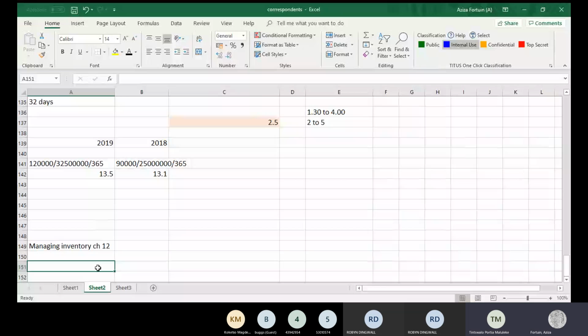Can I just ask that you all mute? I'm just going to mute everybody. Okay, can I just ask that everybody put their student numbers and their name and surname in the chat?